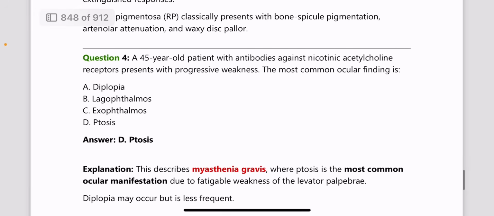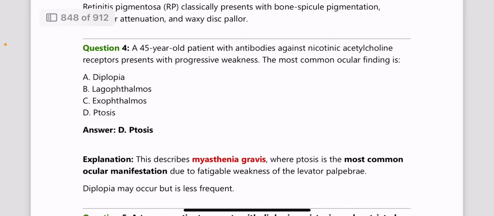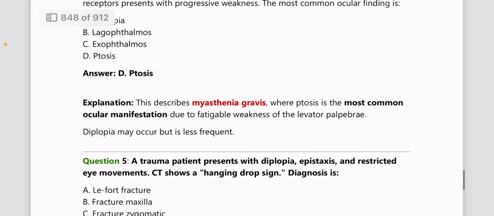Next, a 45-year-old patient with antibodies against nicotinic acetylcholine receptors presents with progressive weakness. Most common ocular finding is, answer, ptosis. So this describes a case of myasthenia gravis where ptosis is the most common ocular manifestation because of the fatigable weakness of the levator palpebrae, and diplopia may occur but it is less frequent when compared to ptosis.